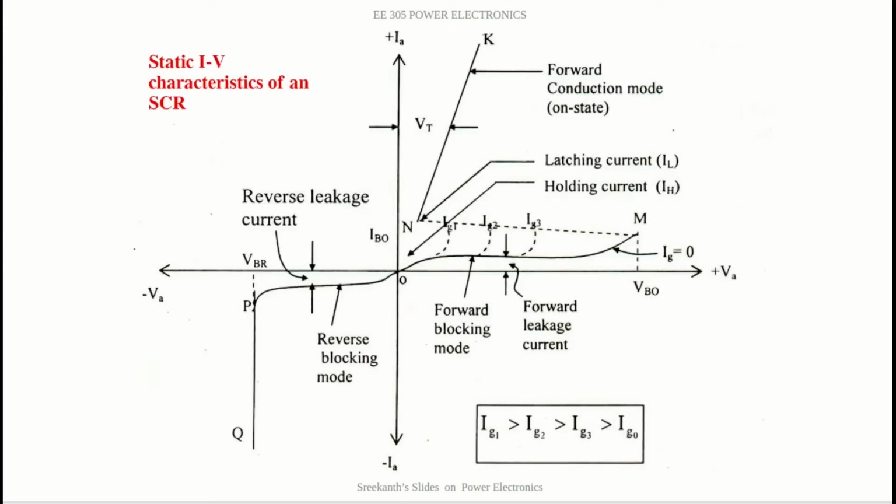So this is the static IV characteristics of an SCR. The reason we call it static IV characteristics instead of the usual VI characteristics is to make sure that you realize that the current is in the Y-axis whereas voltage is in the X-axis. So this current IA is the current that is flowing through the anode of the SCR, whereas voltage VA is the potential of anode with respect to cathode.